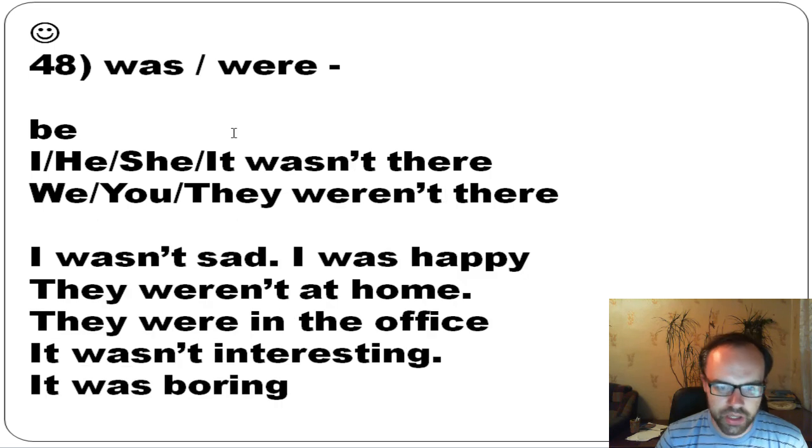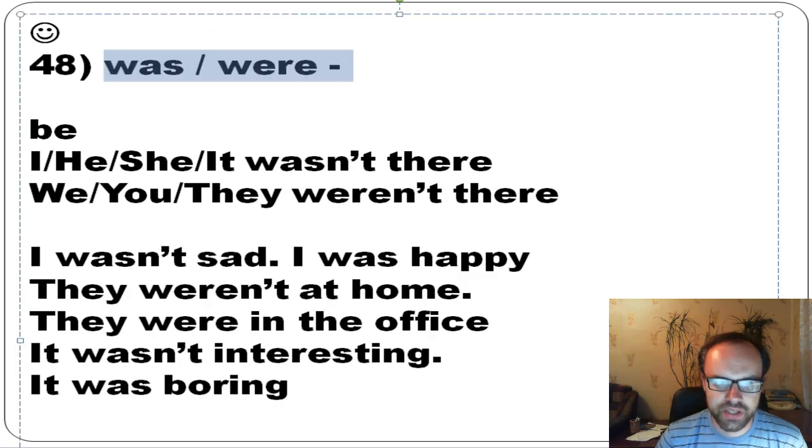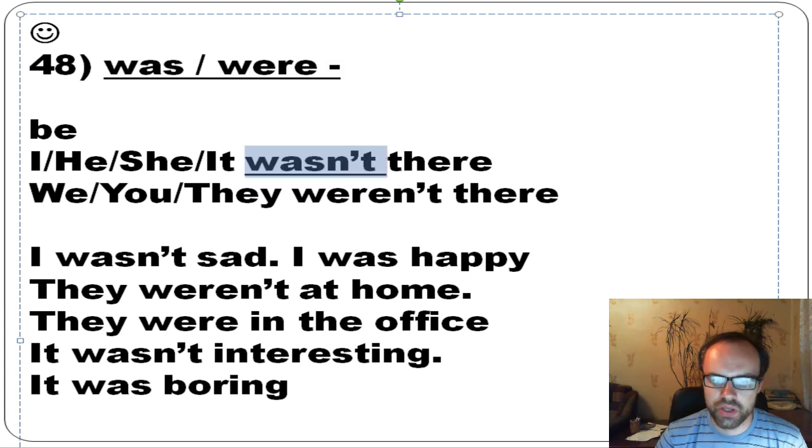Maybe you want to use it in a negative sentence. No problem. Okay? So was and were in a negative sentence: you say was not, were not. It's a full form, but we usually say wasn't or weren't. So we say wasn't with I, he, she, it, and weren't with we, you, they. Look, I wasn't there. He wasn't there. She wasn't there. It wasn't there. We weren't there. You weren't there. They weren't there. Okay?